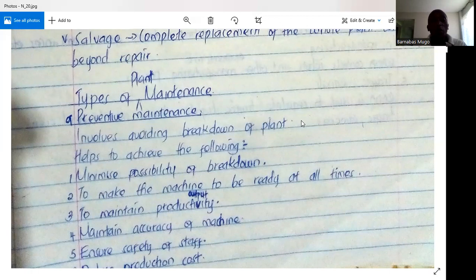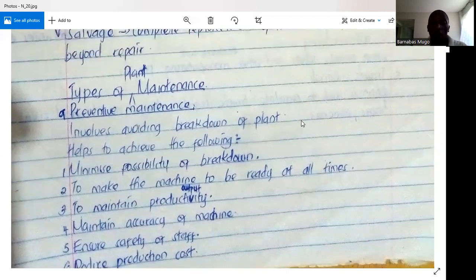And therefore, when we are doing preventive maintenance, we are preventing the machine from leakage. Like when we do oiling and greasing of the machine, we are doing that to prevent breakdown of that machine. There are 6 main objectives that we achieve when we are doing preventive maintenance. One of them is we minimize the possibility of breakdown.